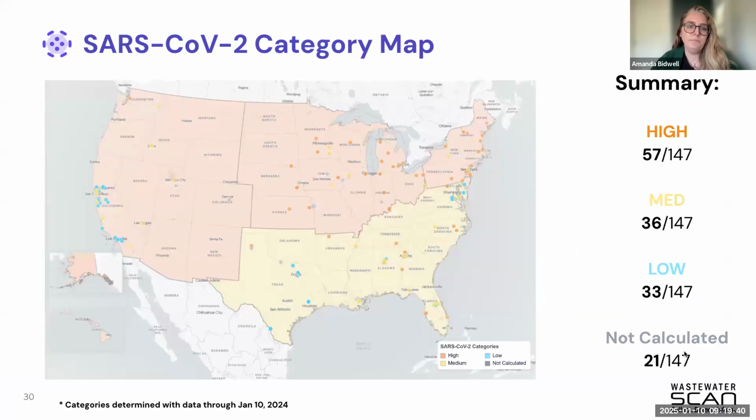Next slide. And as you can see here, every region except for the South is currently in the high wastewater category. And as I mentioned earlier, 38% of sites are in this high category as we continue into respiratory virus season. Next slide.